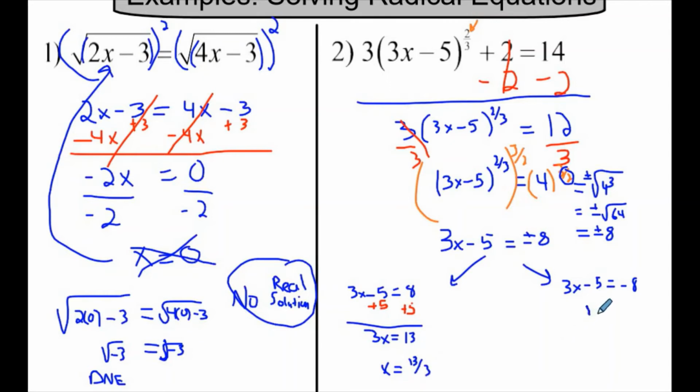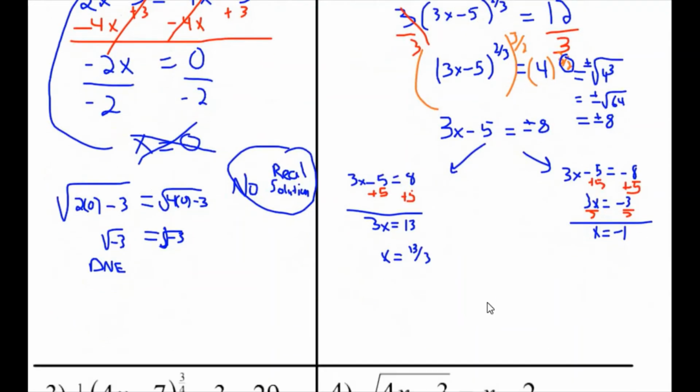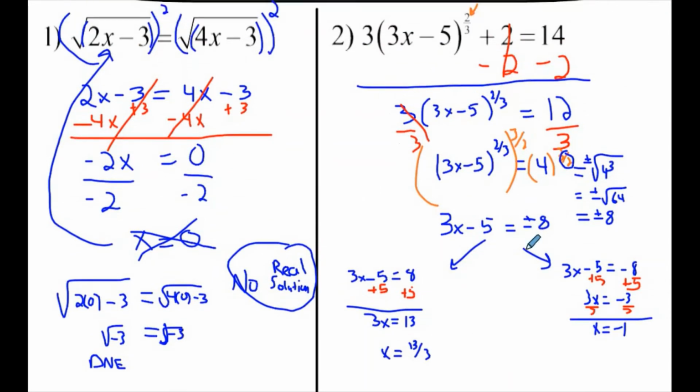Same thing here, but when I add 5 to this number, I get -3, and then divide by 3, and I would get -1. Again, what I did here was I added 5 to both sides, giving me -3, and then I divided by 3. So, you would want to go back and check them to make sure they work. And in this case, they both do.